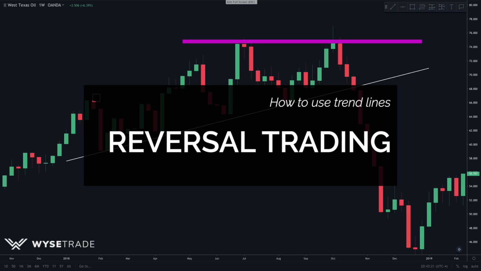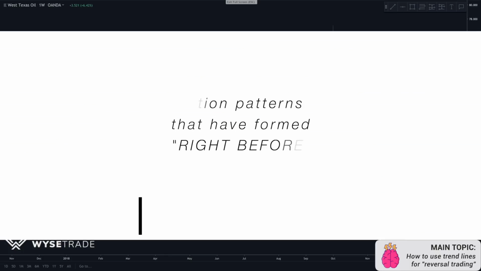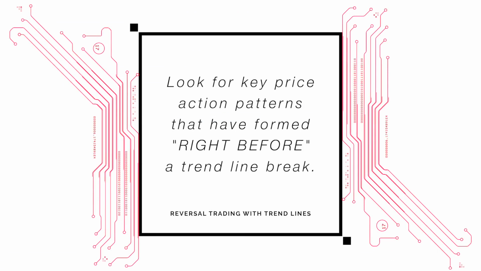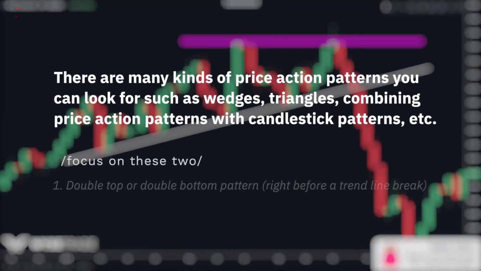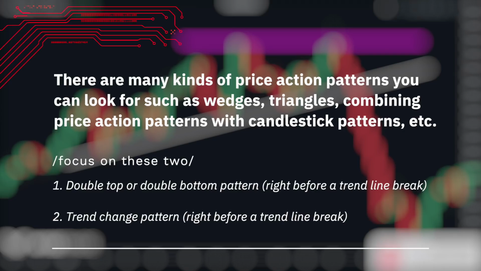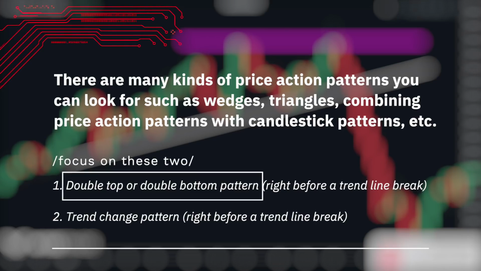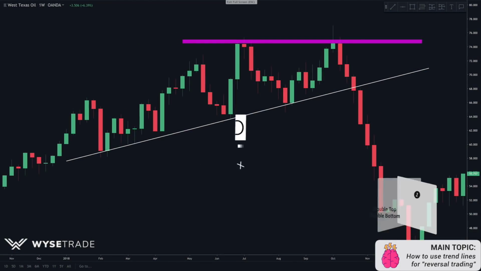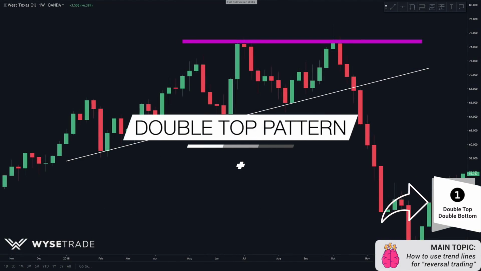So in this section, we are going to go through a reversal trading strategy with trend lines. What you do is you look for key price action patterns that have formed right before a trendline break. There are many kinds of price action patterns you can look for, such as wedges, triangles, combining price action patterns with candlesticks, and so forth, as there are a lot. But for now, focus on these 2, the double top or double bottom price action pattern and the trend change price action pattern.